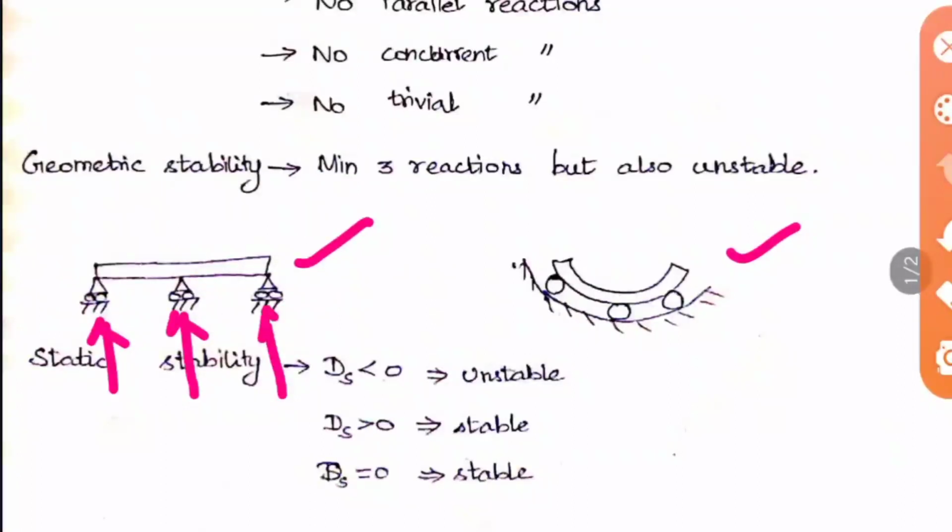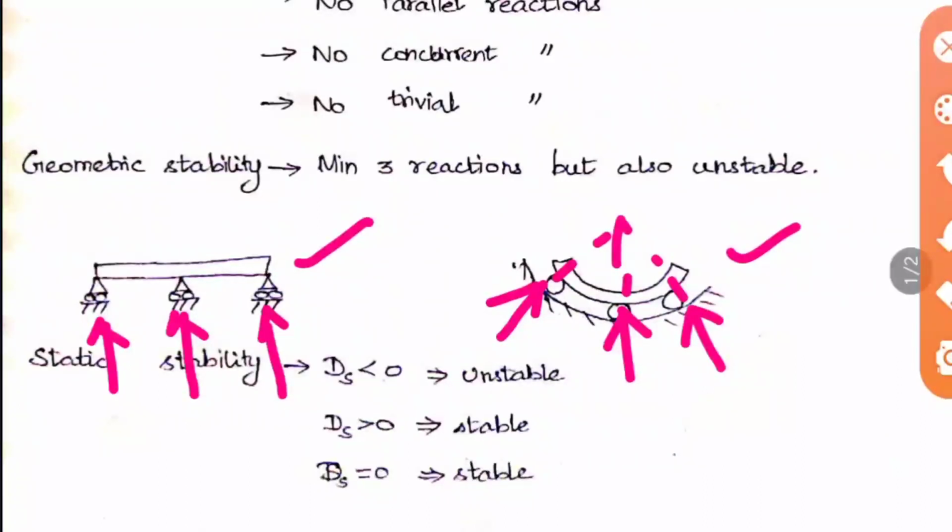If you see the next structure, here also it is a roller support only, but it is in a curved shape and the support is also on a curved platform. So here 1 reaction, here 1 reaction, and here 1 reaction. So there are 3 reactions. The first criterion is fulfilled, but these 3 reactions are concurrent to each other, so they will meet at a single point here. So here the condition fails. Even if there are 3 minimum support reactions, the structure is unstable, and we call that structure geometrically unstable.